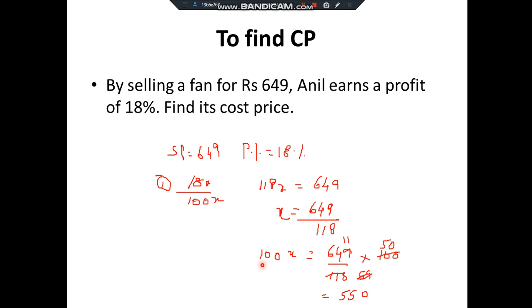So we have to find the cost price. Cost price here is 100 into x. So 100 into 649 by 118. When you cancel it out, you get the final value as 550.